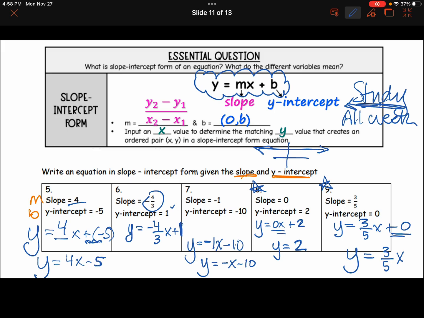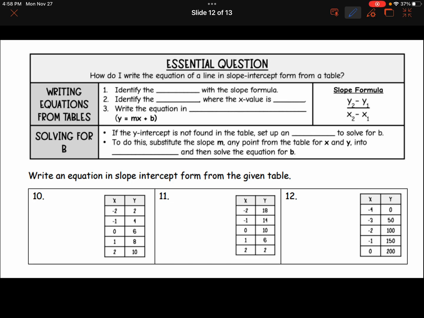When you get to Algebra 1, this equation you will work with for an entire semester. So understanding slope, rise over run, where it crosses the y-axis, and how those fit together is very important.